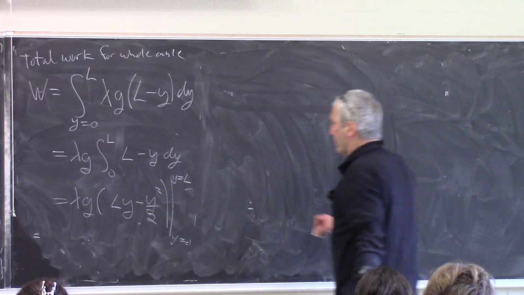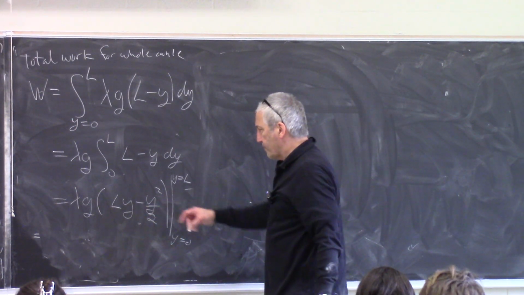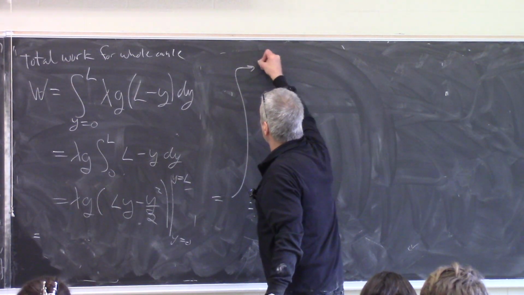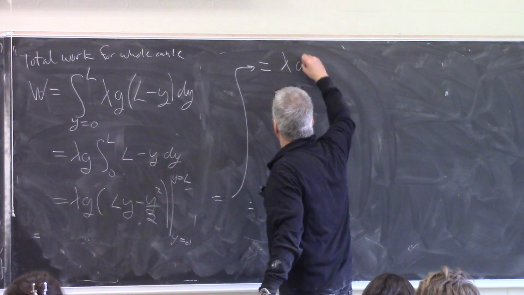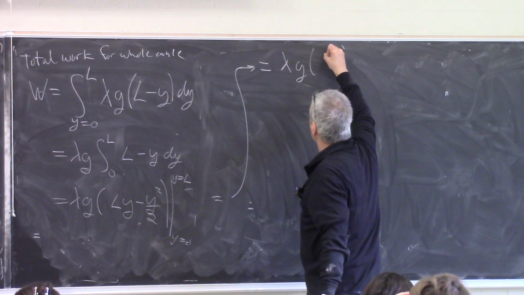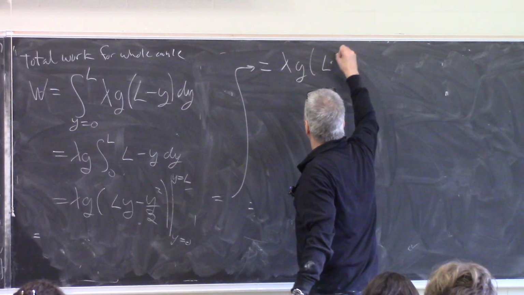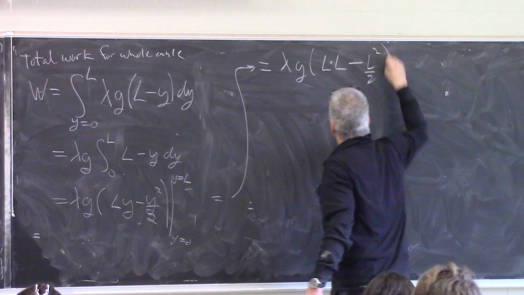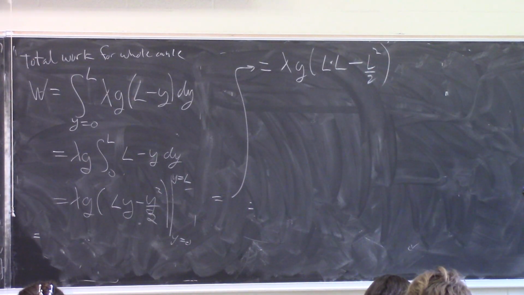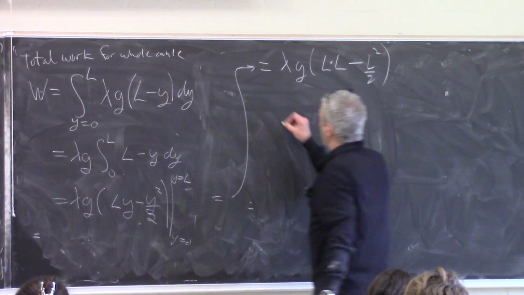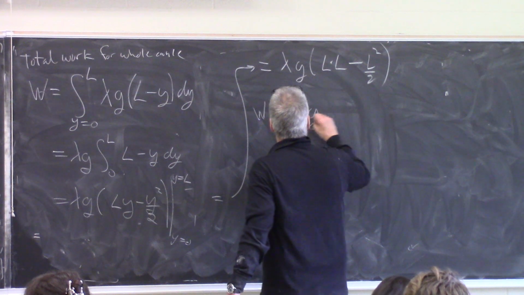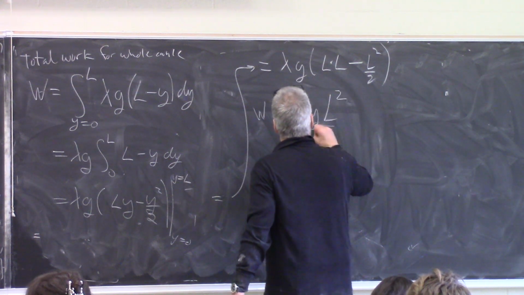Well, let's keep going. When I plug in 0, this whole thing goes away, so I really just need to plug in L. So lambda g times the quantity L times L minus L squared over 2. Oh, but that's just L squared minus L squared over 2. So I just get work equals lambda g L squared over 2.